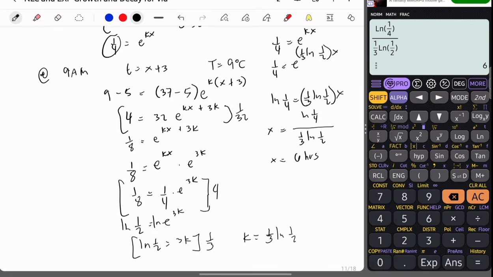So 6 minus 6. From 6 a.m., we count in reverse. So 5, 4, 3, 2, 1, 12 midnight. So the time the person was killed is 12 midnight. So that ends the examples for Newton's law of cooling.